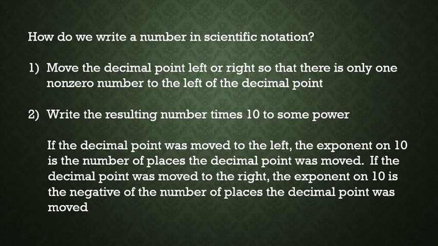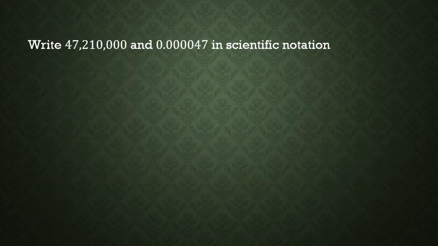So we're going to do a couple samples now to see how this all works out, how we actually do these things. So first up, the number 47,210,000. We're going to write that number in scientific notation, and then we're going to write the number 0.00047 in scientific notation as well.